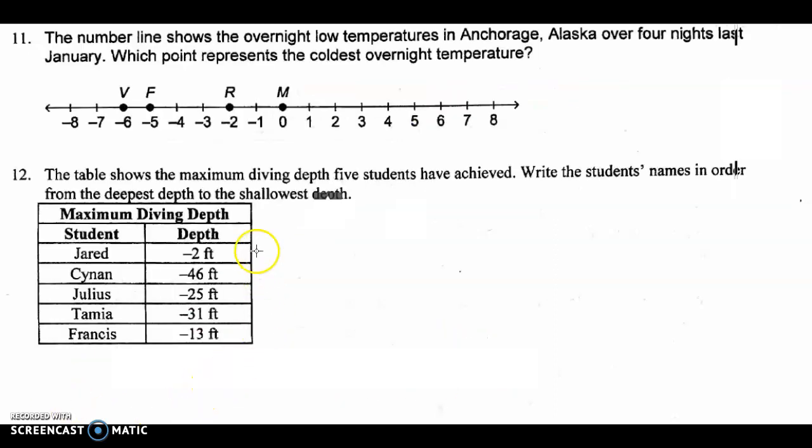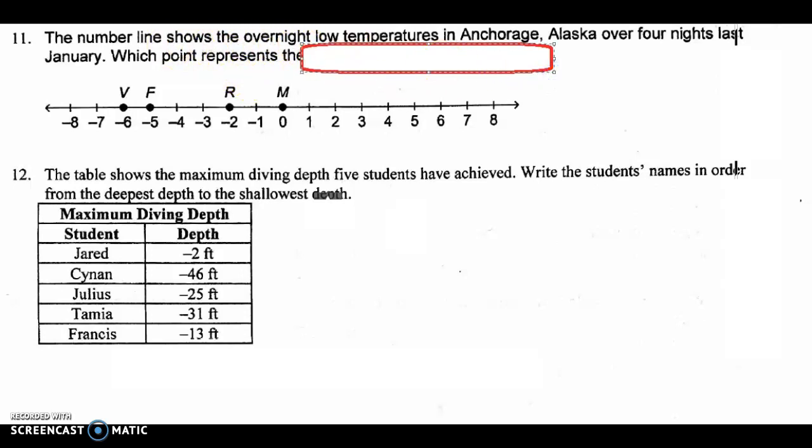Alright, number 11. And I'm skipping a couple because we either went over them in class or they're the same thing we just talked about. So number 11 says the number line shows the overnight low temperatures in Anchorage, Alaska over 4 nights last January. Which point represents the coldest overnight temperature? So of all of these, right, it's asking for the coldest. Whoa, now it's solid. Look at what I didn't want it to do.